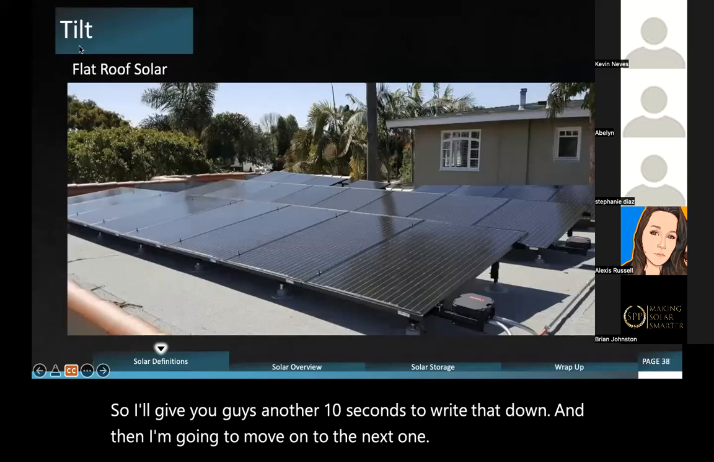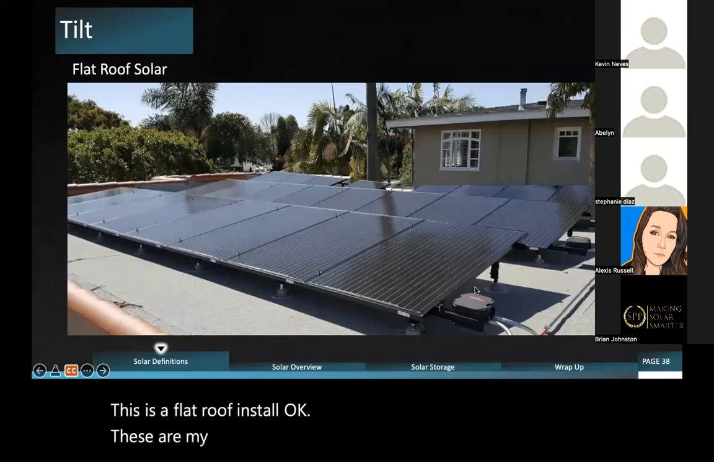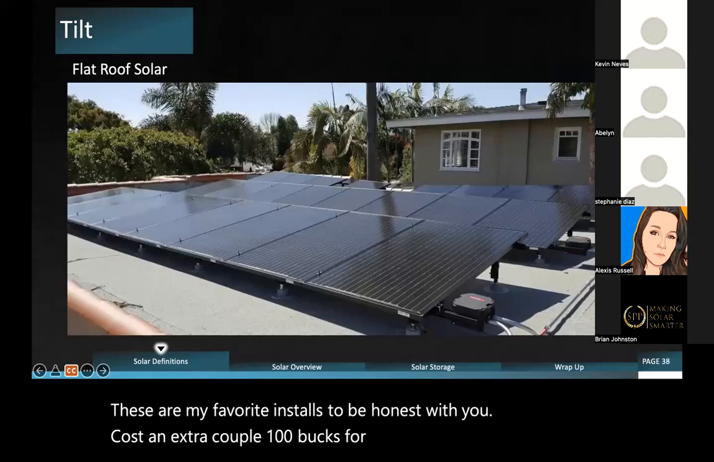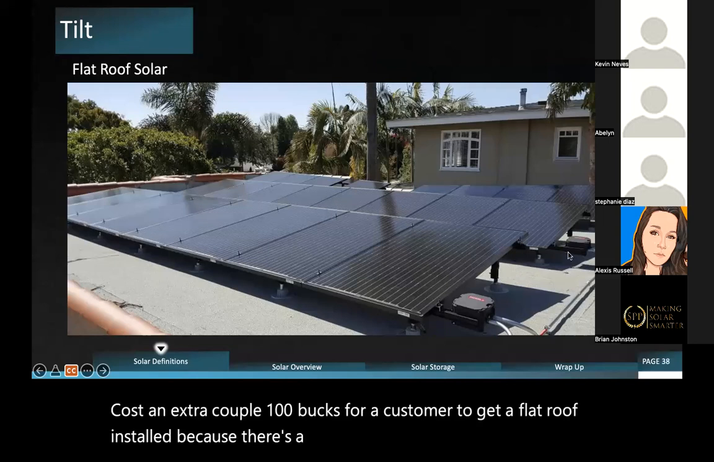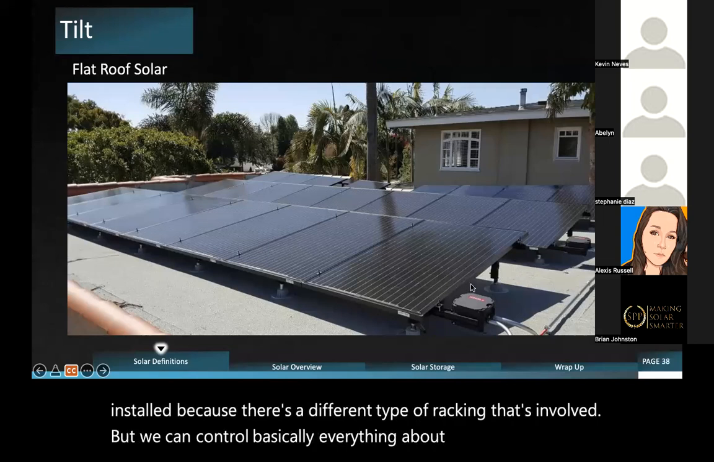This is a flat roof install. Okay. These are my favorite installs, to be honest with you. It costs an extra couple hundred dollars for a customer to get a flat roof install because there's a different type of racking that's involved. But we can control basically everything about a flat roof. It's the easiest one to get the most production out of it.